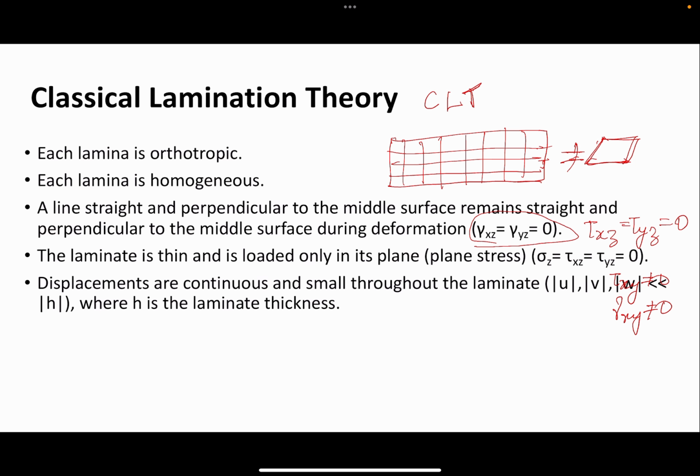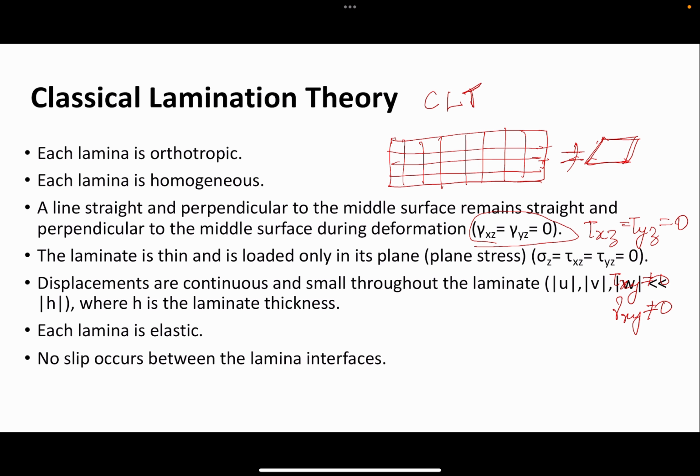And then we're saying all our displacements u, v, w in the x, y, z directions are continuous and small when compared to the laminate thickness h, which is the thickness in the z direction. Each lamina is elastic, and there is no slip between the lamina interfaces. So these are the basic assumptions we make for this particular theory, classical lamination theory.